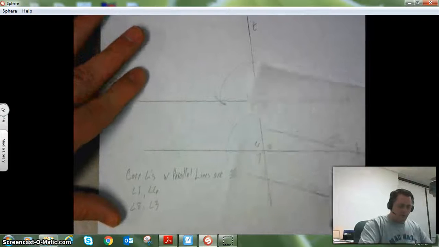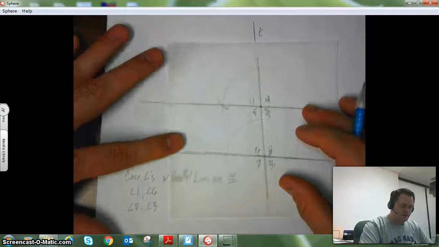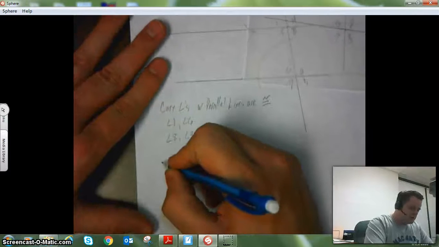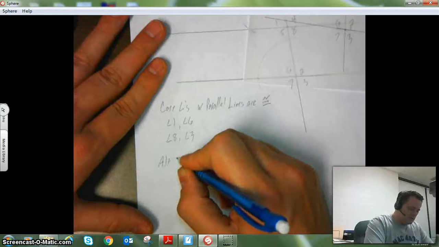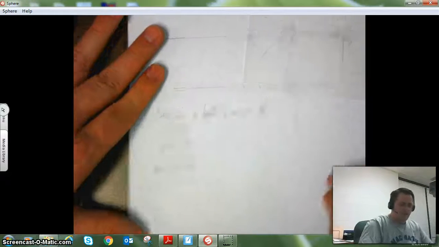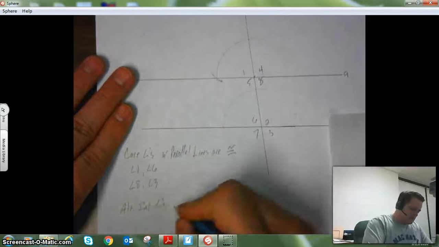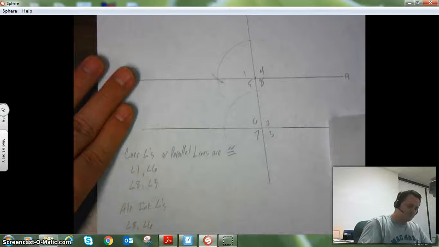And we're going to recognize that with a lot of these angle pairs. So let's take a look at our alternate interior angles. Alternate interior angles would be angles like angle 8 and angle 6.